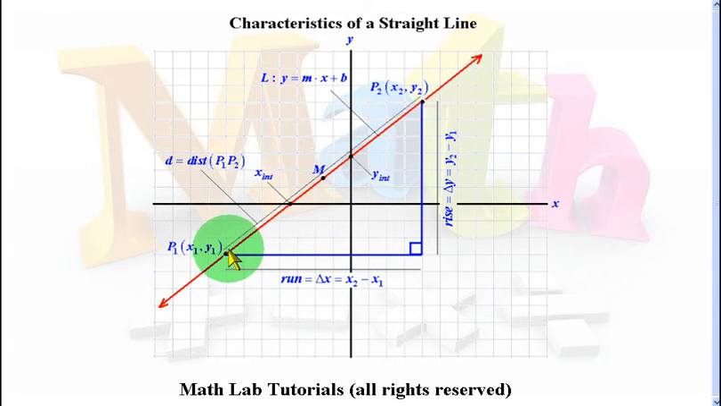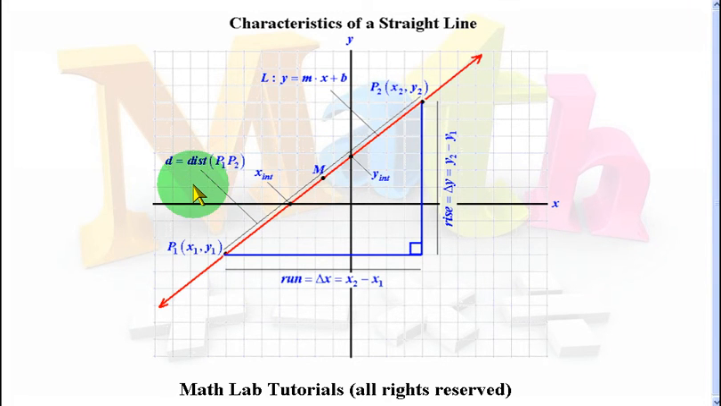You'll notice that the run, the rise, and this line segment P1P2 form a right angle triangle. And you know that whenever we have a right angle triangle on our hands, we can always use the Pythagorean theorem. The run and the rise are the legs of this right angle triangle, and the segment P1P2 is the hypotenuse. There's the 90-degree angle right there. So we have the hypotenuse here, the run is one leg, and the rise is the other leg.